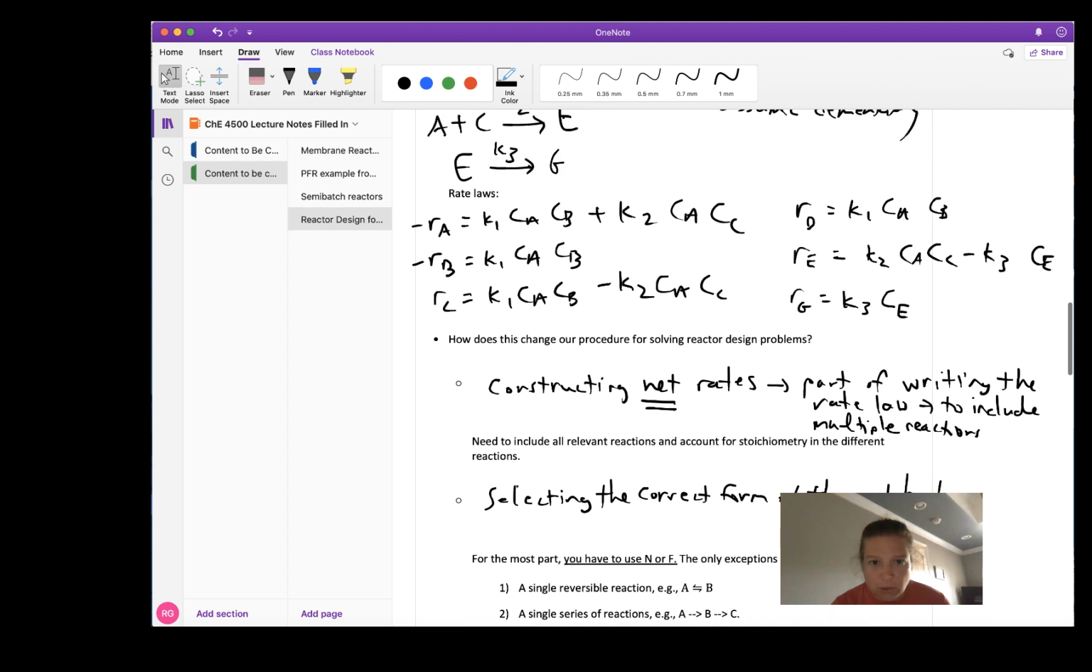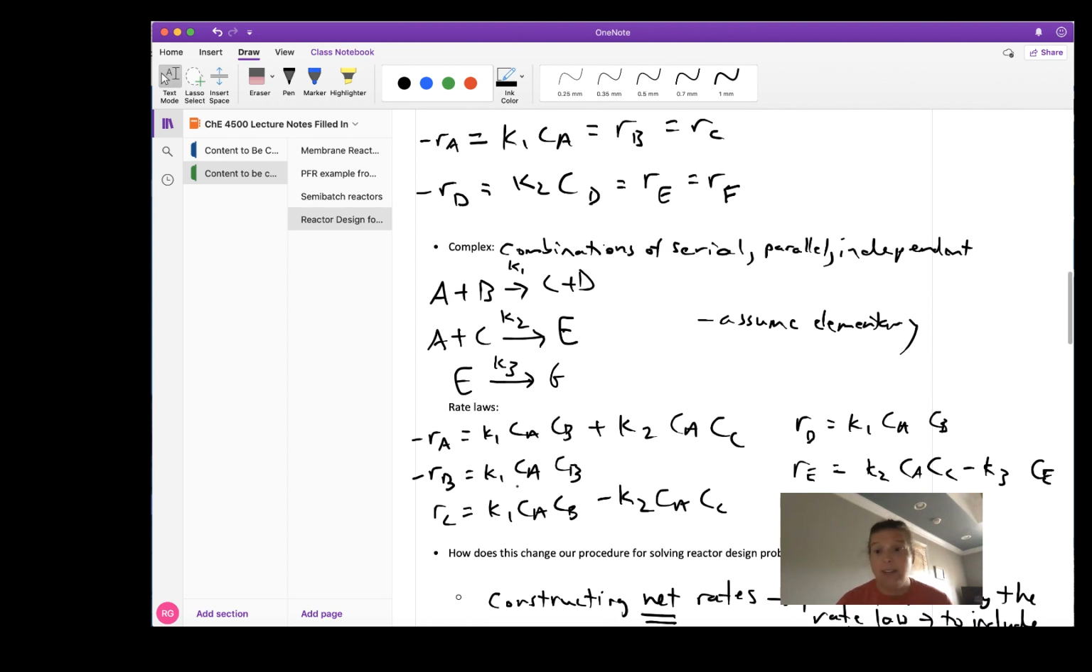For example, if I scroll back up to this example, these complex reactions that we wrote down, and I wanted to write a conversion of species A, I could do that. The amount of A that comes in minus the amount of A that comes out divided by the amount of A that comes in. That's my conversion of A, and I can always do that. But that doesn't tell me how much A went to produce C and D via reaction 1 versus the amount of A that was converted into E in reaction 2. So it doesn't give me that information. So it cannot be used to solve the problem.